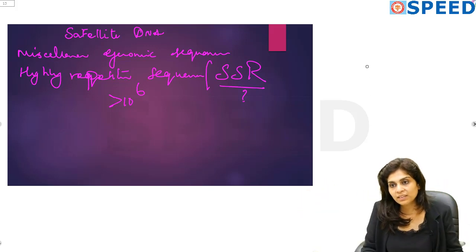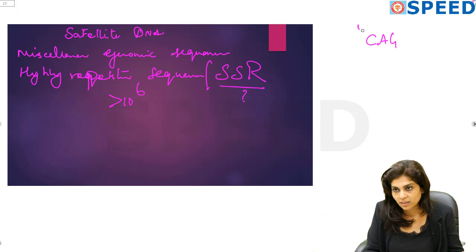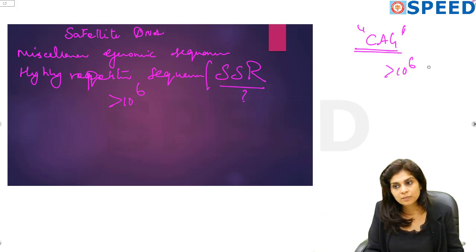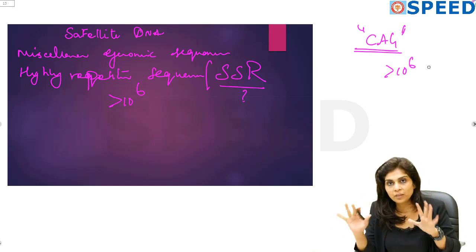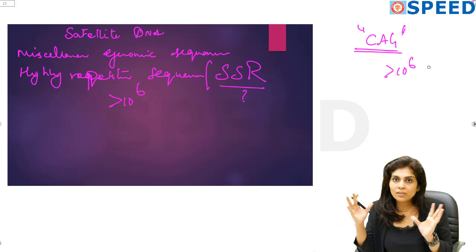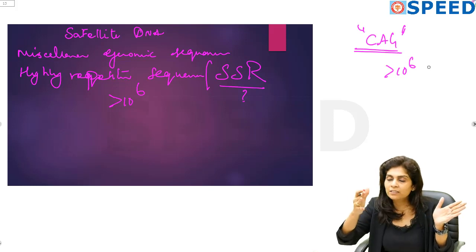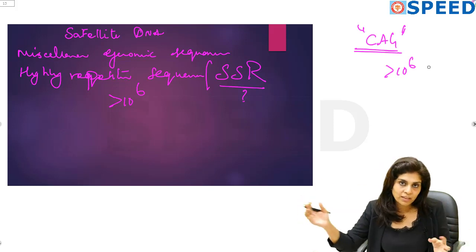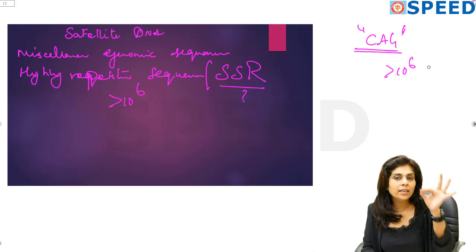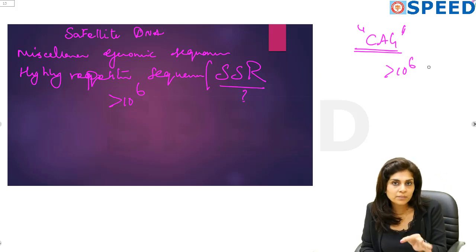For example, if you take CAG repeat alone, the CAG repeat is repeated more than 10 power 6 times in your genome and my genome and everybody's genome. But not all the 10 power 6 repeats will be in one locus. It will be distributed at various loci. And at every locus, the number of times it's repeated is found to be unique to a particular person.